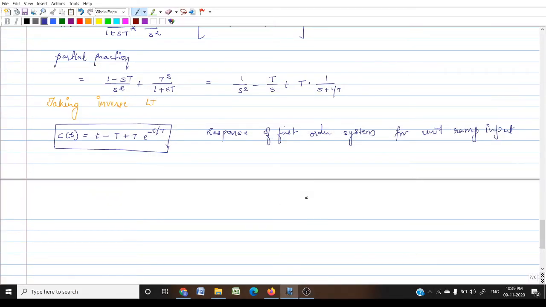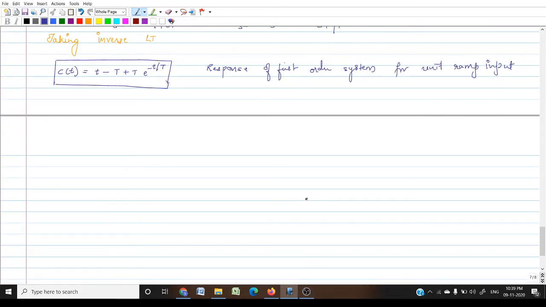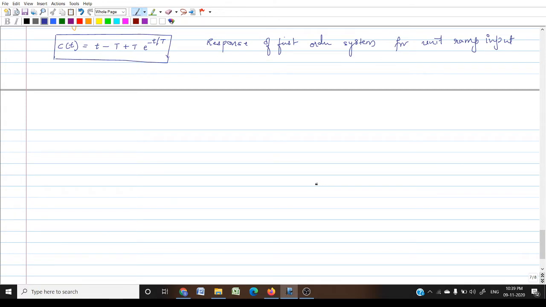So we've seen in the previous lecture, we have derived the response of the first order system for unit ramp input. So now we will try to plot this curve. First, one by one, I'll plot each term, that is t, capital T, and t into e to the power minus t by T.